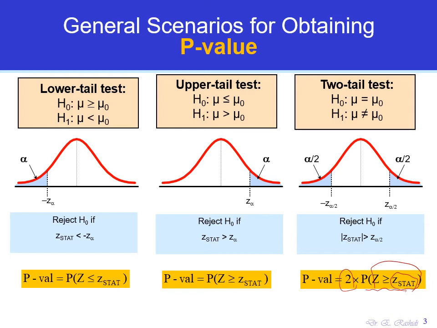And as we learned generally, how we would act based on the p-value is that we would reject the null hypothesis if the p-value is low. That generally means that if the p-value is smaller than the significance level alpha, we would reject the null hypothesis.